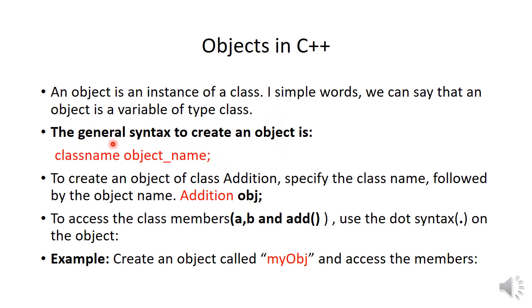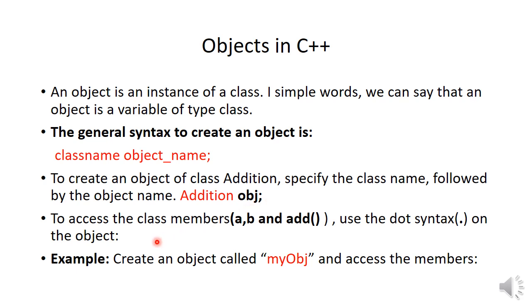So the syntax to create an object in C++: we use the class name, which is the user-defined data type, followed by the object name, and an object name is a valid C++ identifier, and this is ended by a semicolon, because each statement in C++ is ended by a semicolon. An example here: once we have a class called Addition, we can create an object called obj by writing the name of the class, followed by the name of the object, and this is ended by the semicolon.